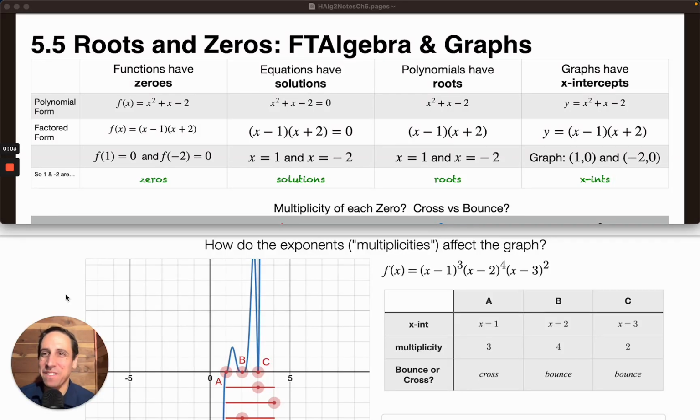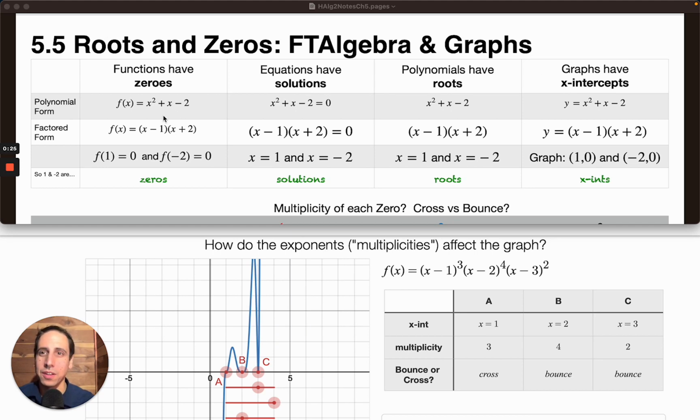Bergman here, section 5.5, roots and zeros, and we're going to talk about the fundamental theorem of algebra and also some graphs. So here we go. I want to do just a really quick terminology review for all you mathletes out there. So we're going to talk about how functions have zeros, equations have solutions, polynomials have roots, and graphs have x-intercepts.